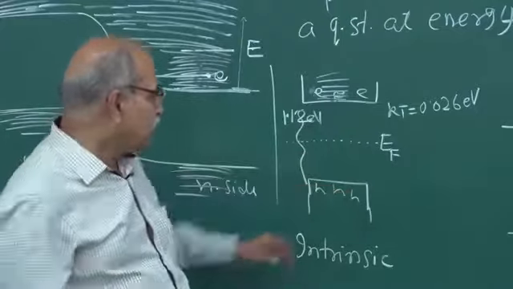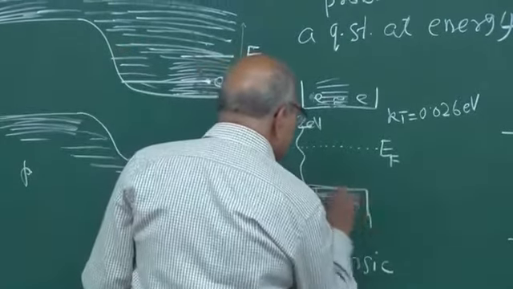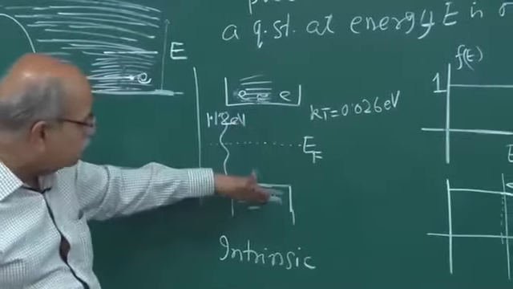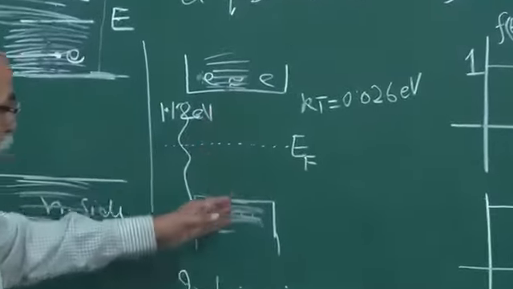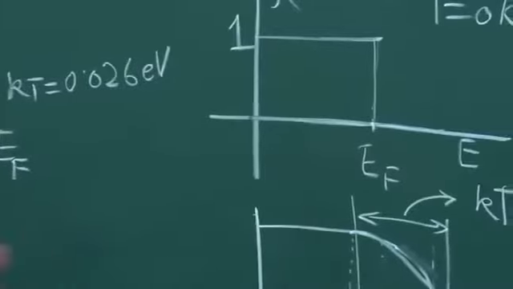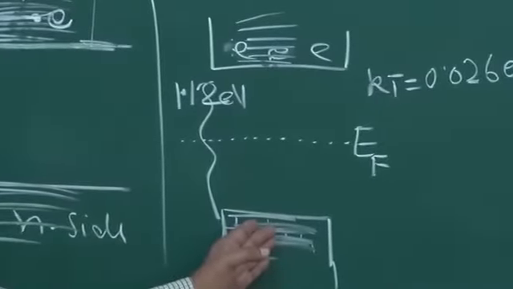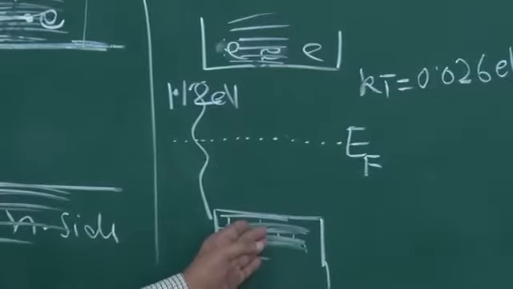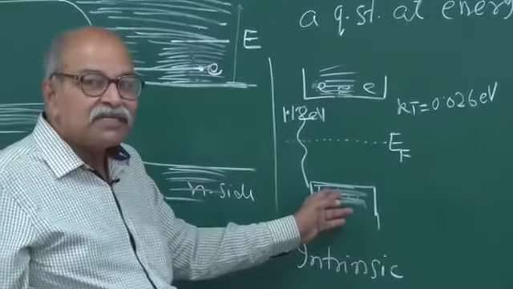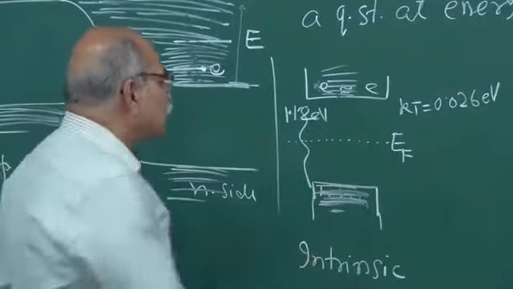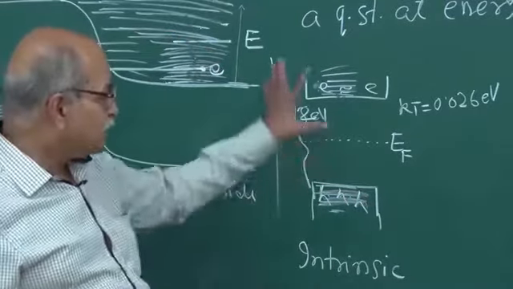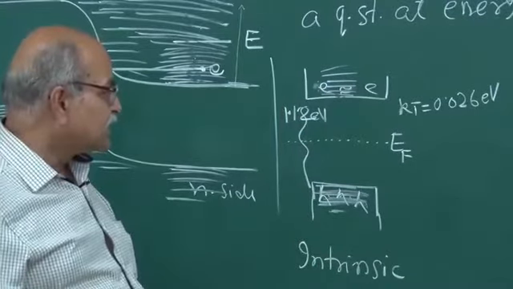And for holes, once again, if you look here, this is much below EF, so the probability of occupation is very close to 1. So the probability that it is not occupied, which is 1 minus Fe, so that there is a hole there, is again very, very small, and so only a few holes will be there. So that's the picture for an intrinsic semiconductor.